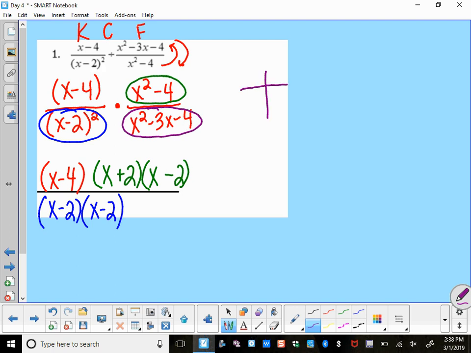Well, now I have to do my AM method. I need two numbers that multiply to give me negative 4 and add to give me negative 3. So 4 and 1 could be an option. Which will get my negative? The 4, because negative 4 plus 1 gives me negative 3. So my answer is x minus 4, x plus 1.